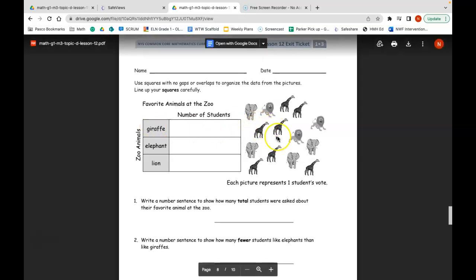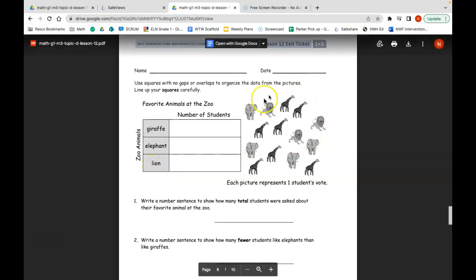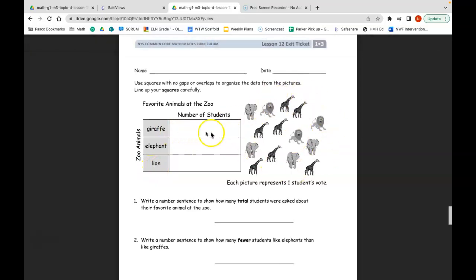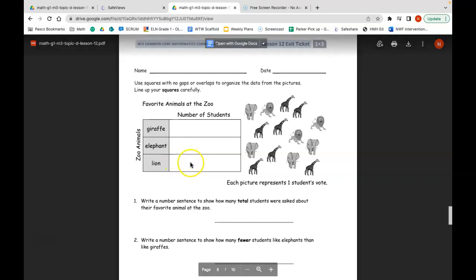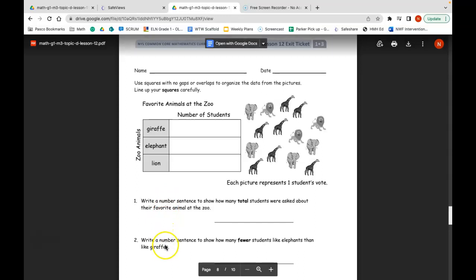Okay, so you'll see some giraffes, you'll see some elephants, and you'll see some lions. So here's giraffe, here's elephant, and here's lion. So you're going to take your data and you're going to input how many giraffes here, how many elephants here, how many lions here. Remember to use those squares right next to each other, okay? Once you've collected your data in here, we're going to answer these two questions down here, okay?